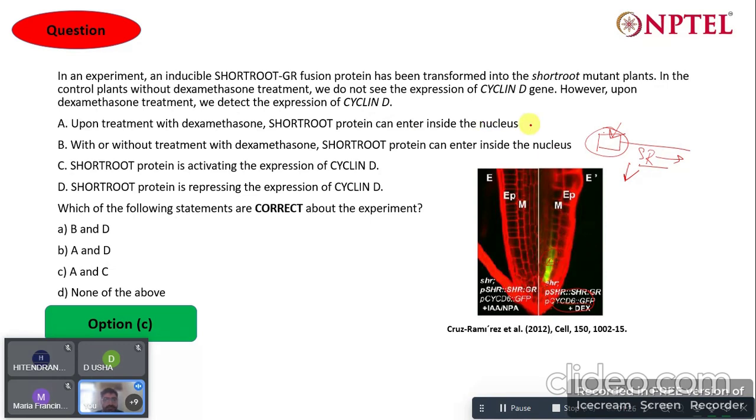So yes, the options correct are first, that is A, when dexamethasone is present, it helps in the expression of the short root protein and it enters the nucleus and helps in the expression of cyclin D protein. So this is the question. Does anyone have any doubt in this?